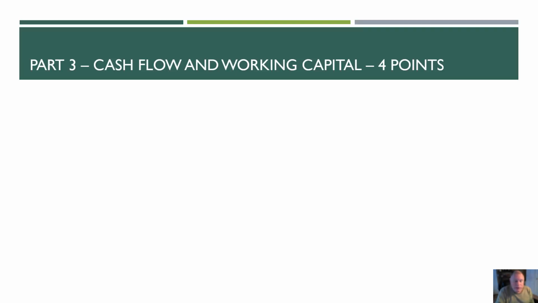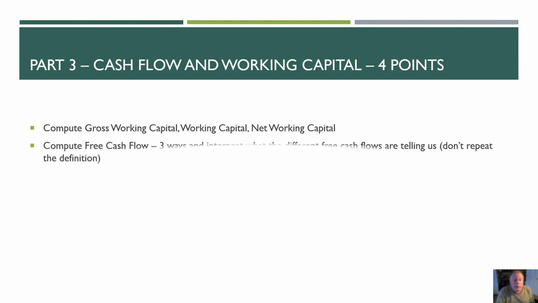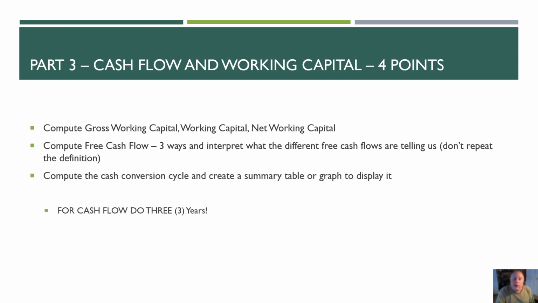The last section is part 3, cash flow and working capital. This is 4 points. Compute the gross working capital, net working capital, free cash flow. Compute it the three ways. And what's the difference between the cash flows and what is it telling us? Don't necessarily repeat the definition. I know what the definition is. But what's it telling us? Compute the cash conversion cycle and create a summary table or graph to display it. For the cash flow, you only have to do 3.